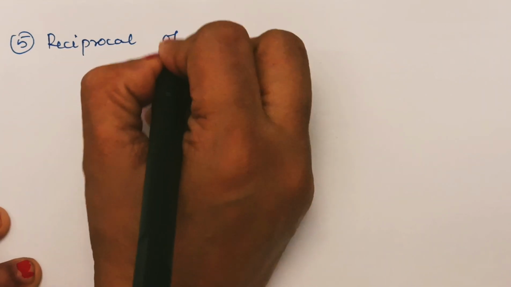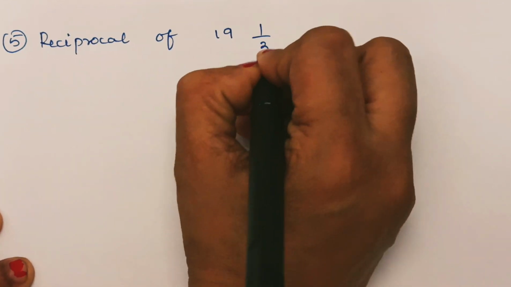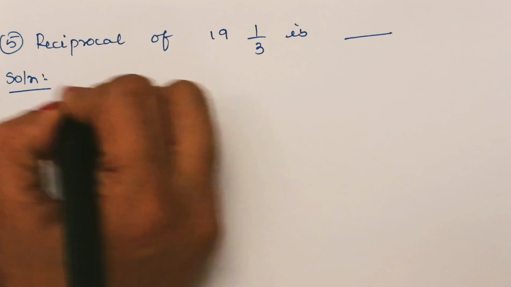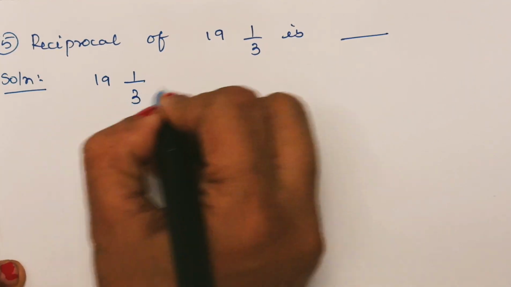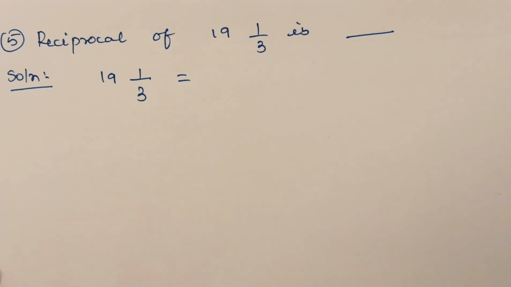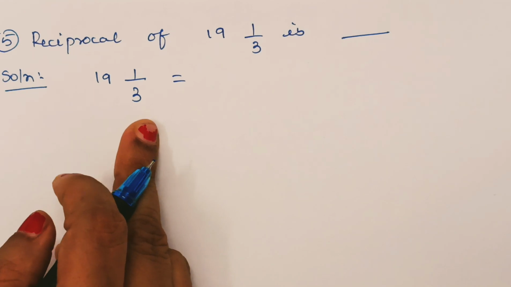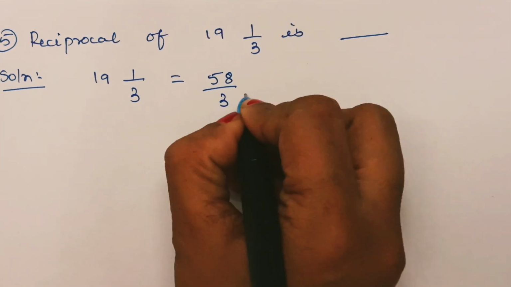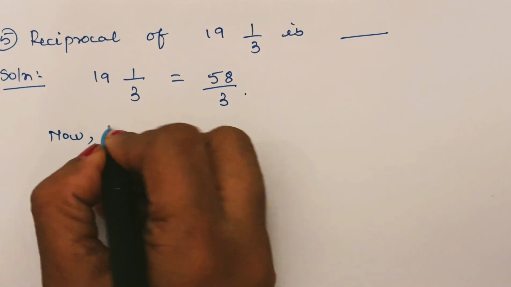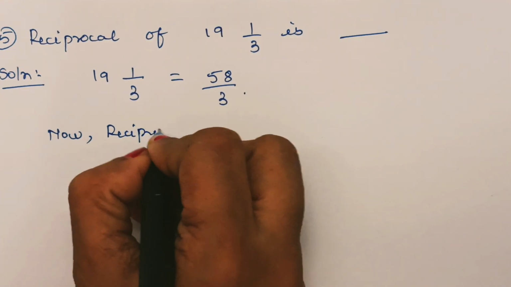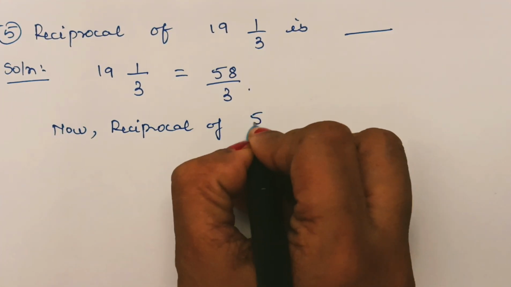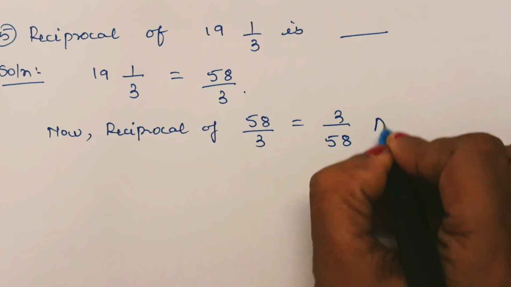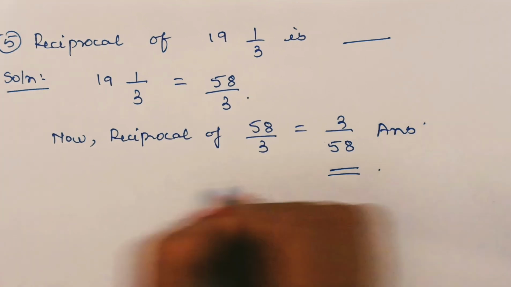Reciprocal of 19 1 by 3 is dash. Solution. First convert this 19 1 by 3 into improper fraction. 19 3s are 57. 57 plus 1, that is 58 by 3. Now reciprocal of 58 by 3 is 3 by 58 is your answer.